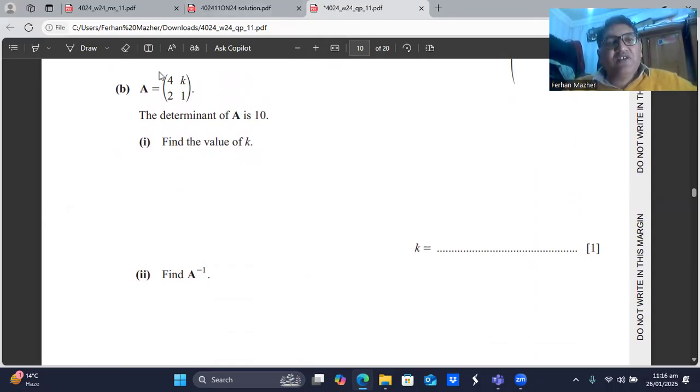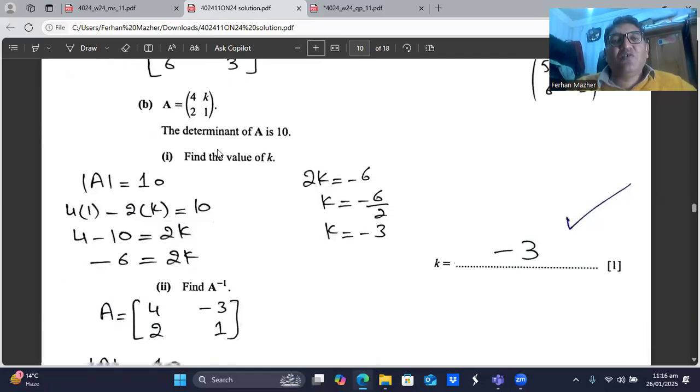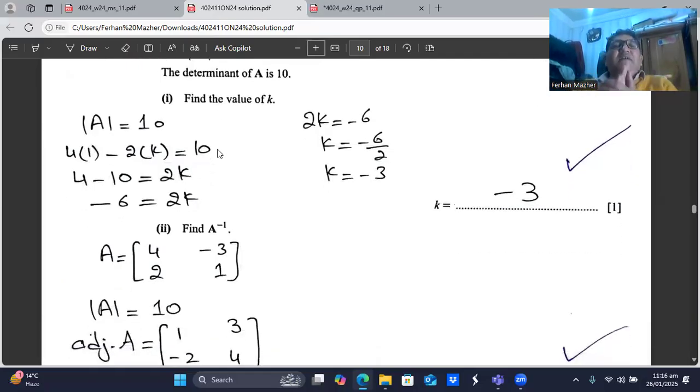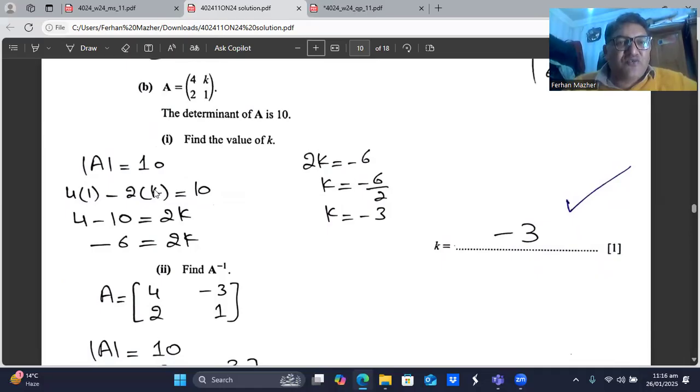So you know the determinant: you multiply this member with this, then minus this member with this, and that is equal to 10. So you can find easily the value of K. We know the determinant of A is given as 10, so it will be 4 into 1 minus 2 into K, and that will be 10. So bring this 10 to this side, take this to the other side. So you will have 4 minus 10, that's -6, equals 2K.